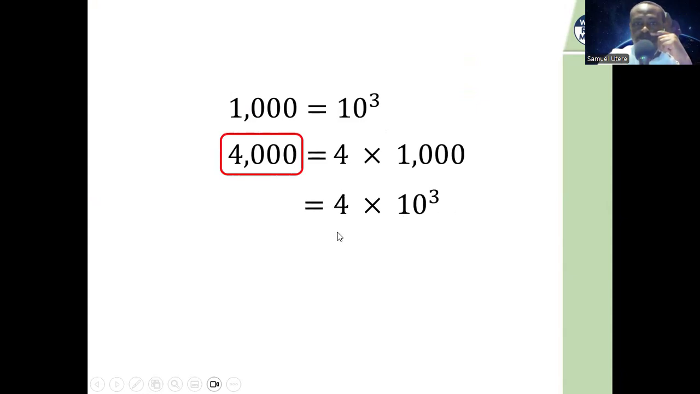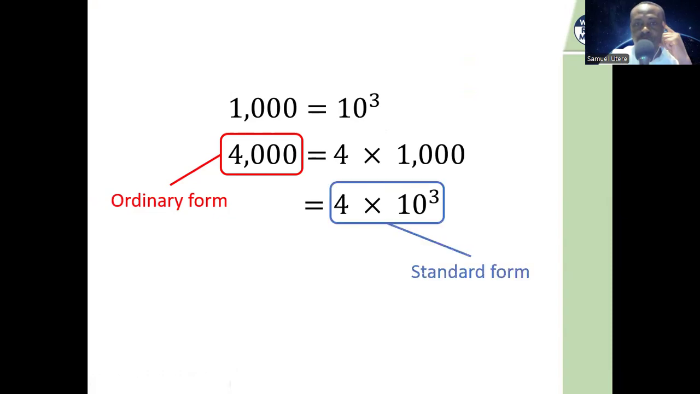Now, this is what we call standard form. That's ordinary form, and that's standard form. So it is important you know how standard form looks. It is a times 10 to the power n. In this case, the n is 3, the a is 4.